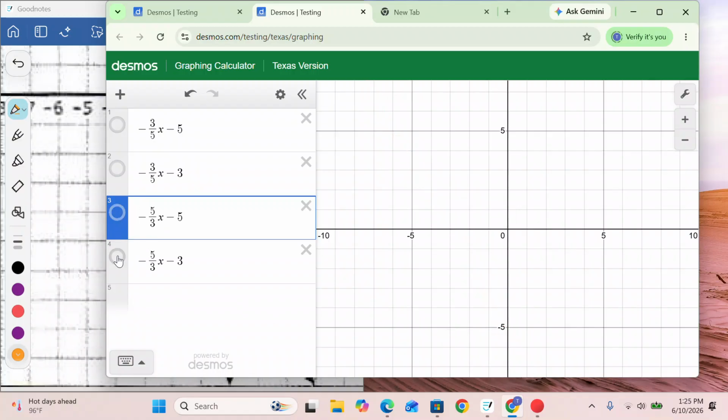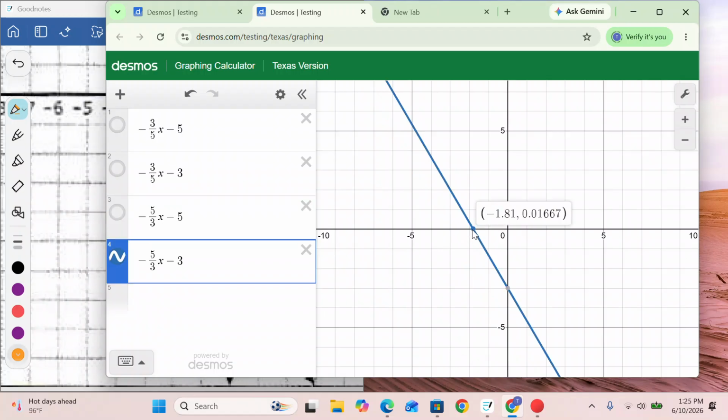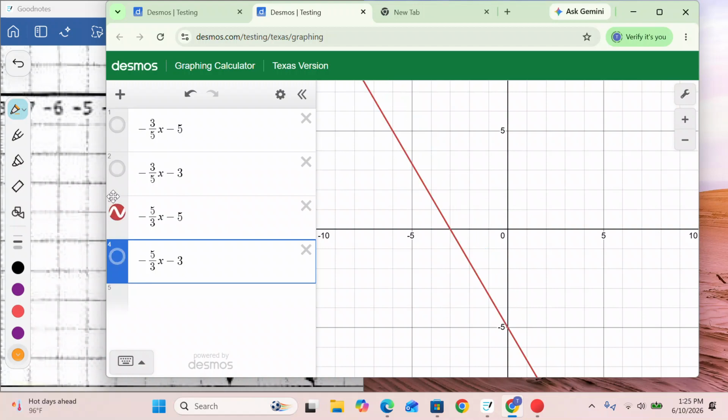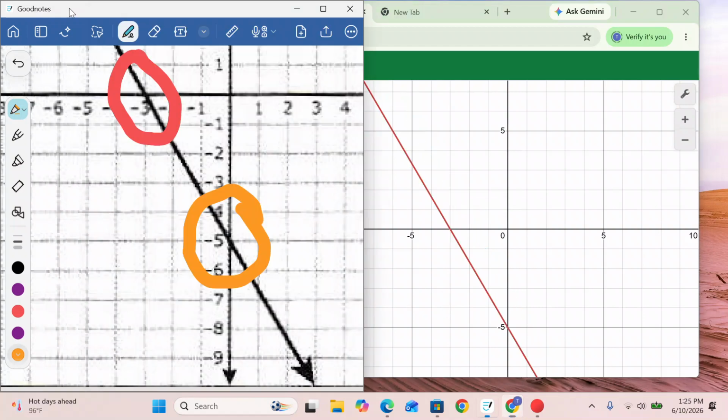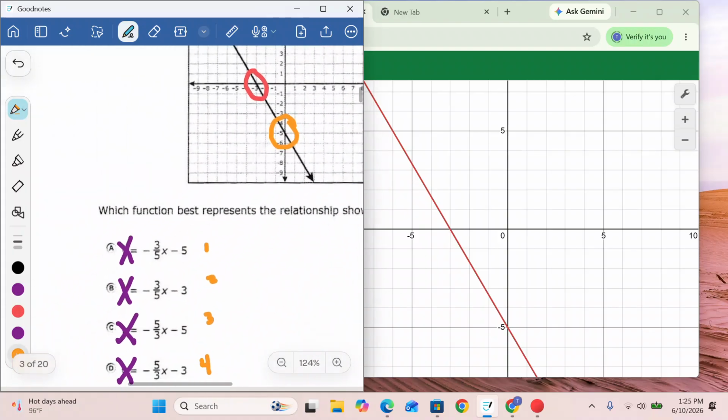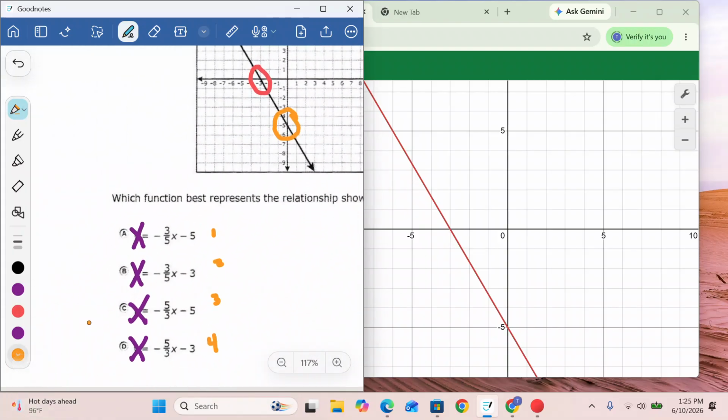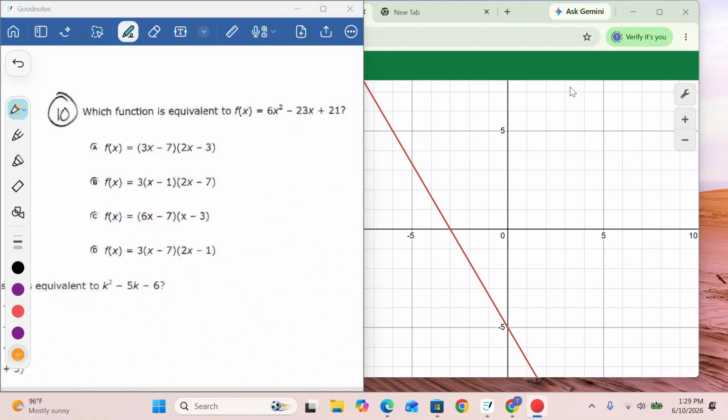I'll check the last one. Negative 1.8. Nope. Number 3 is the answer, and right here is the answer right here. So, you saw how easy that was? Let me pause.